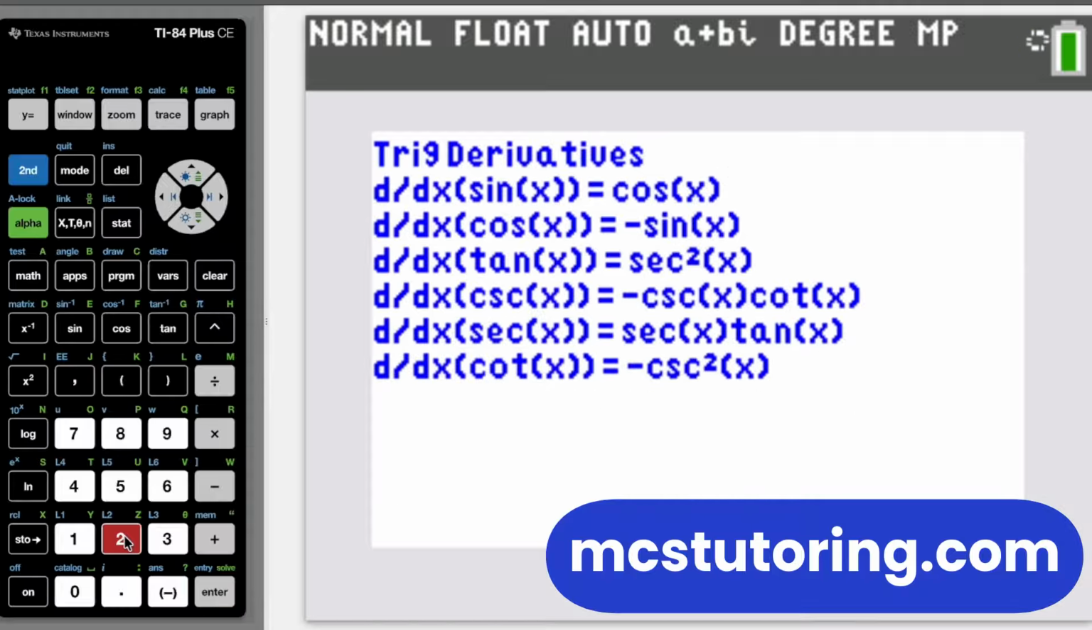So let's go over some trig derivatives. As you can see, the basic ones, the ones that mess people up, it's not really sine and cosine so much, but the tan, cosecant, secant, and cotan.